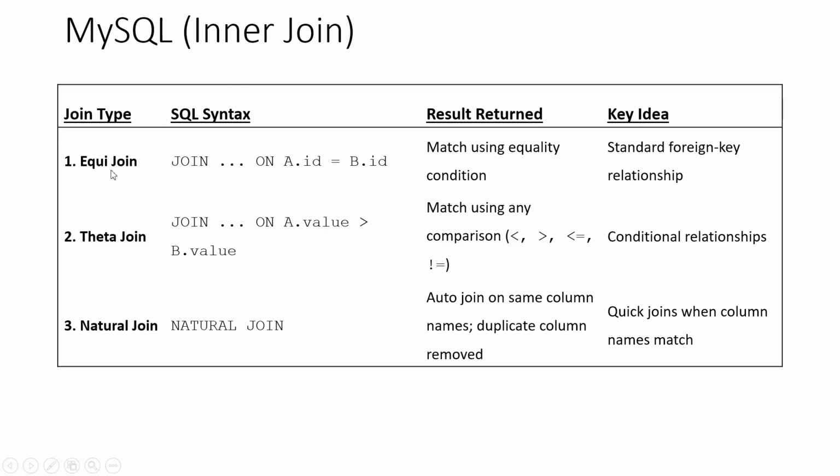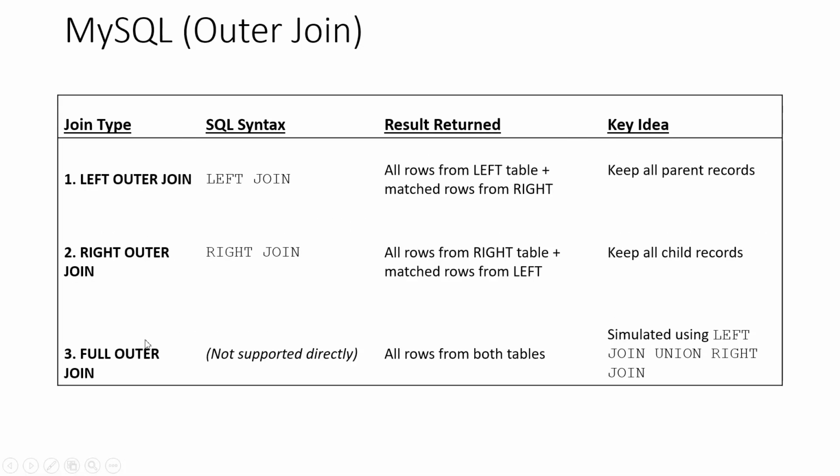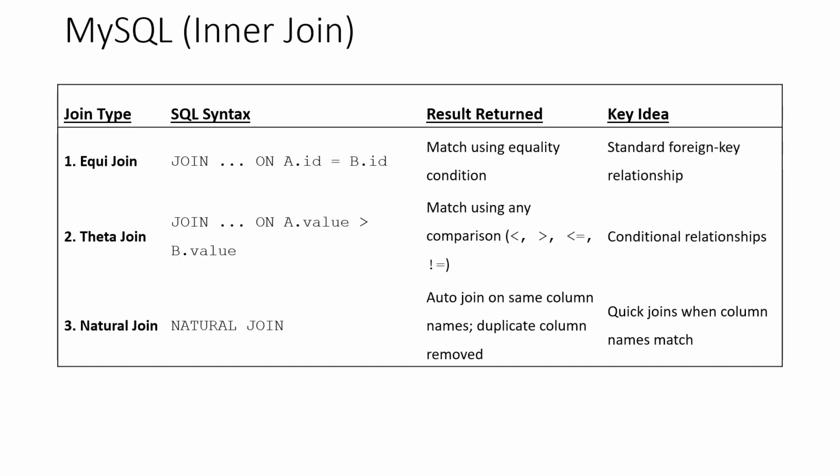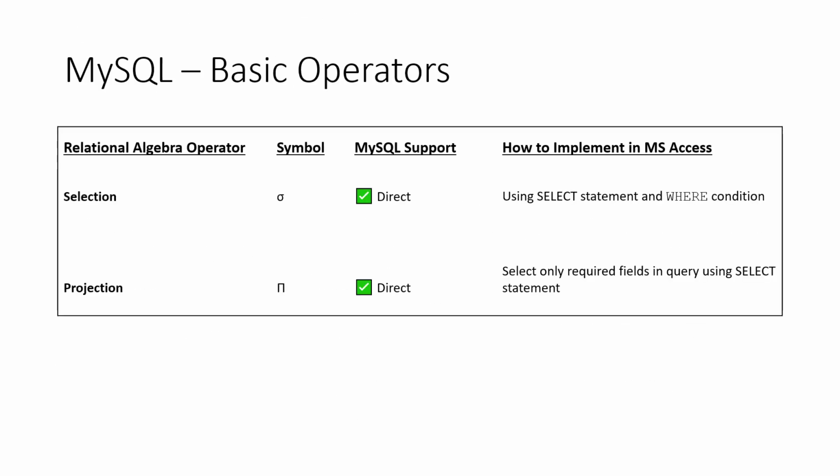join, which has equijoin, theta join and natural join as its subtypes, and the outer join, which has left outer, right outer and full outer join as their subtypes. We have already explained them in detail, and now we are going to explain how these could be implemented in MySQL Workbench.